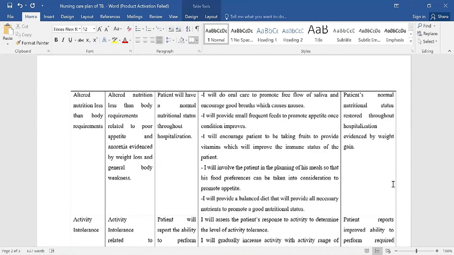Nursing diagnosis: altered nutrition less than body requirements related to poor appetite and anorexia, evidenced by weight loss and general body weakness. We move to our nursing goal.